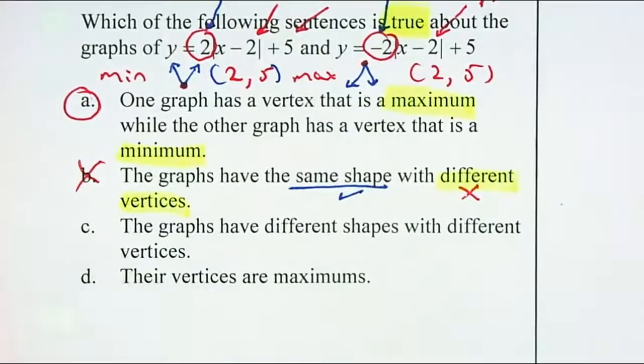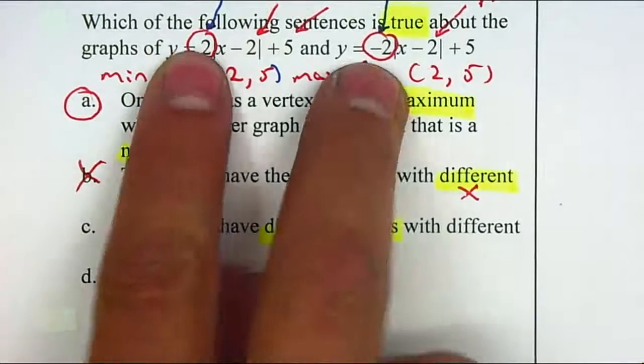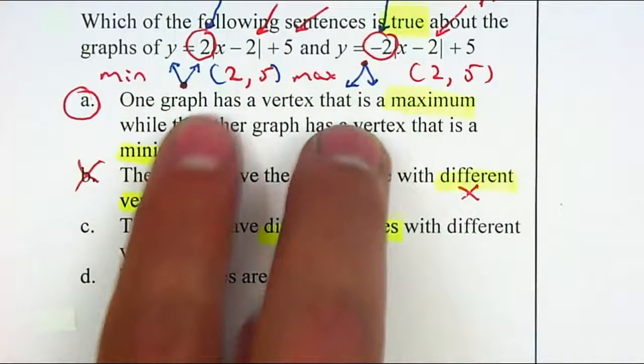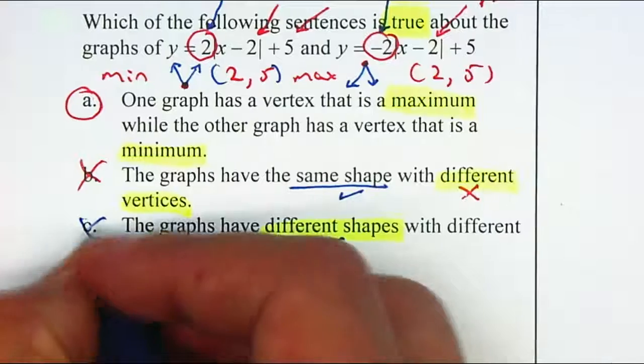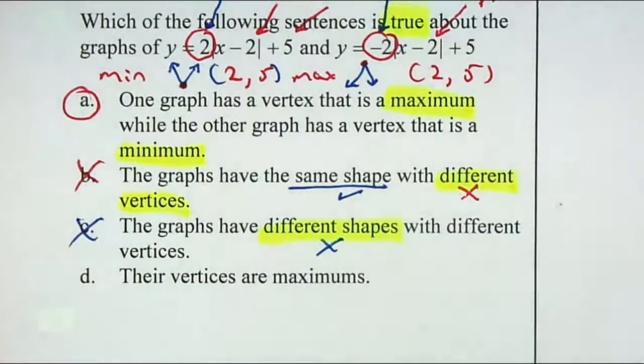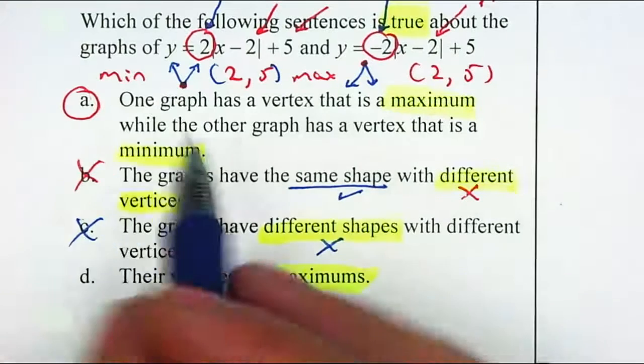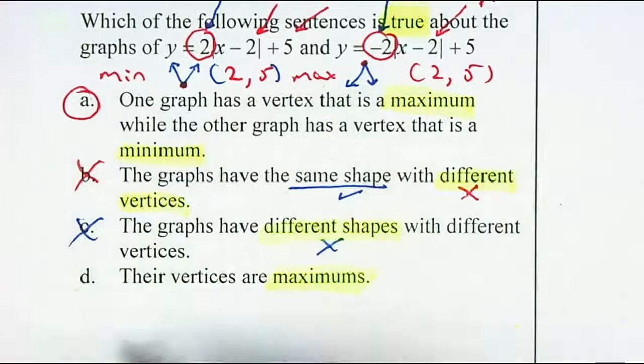Letter C. They have different shapes. Well, the shapes, as we talked about on letter B, are the same because they both have a 2. So that's wrong. So it's not letter C. Letter D, the vertices are maximums. You have to think, okay, let me look at the vertex. One of them is a minimum, the other one is a maximum. No. So your answer is letter A.